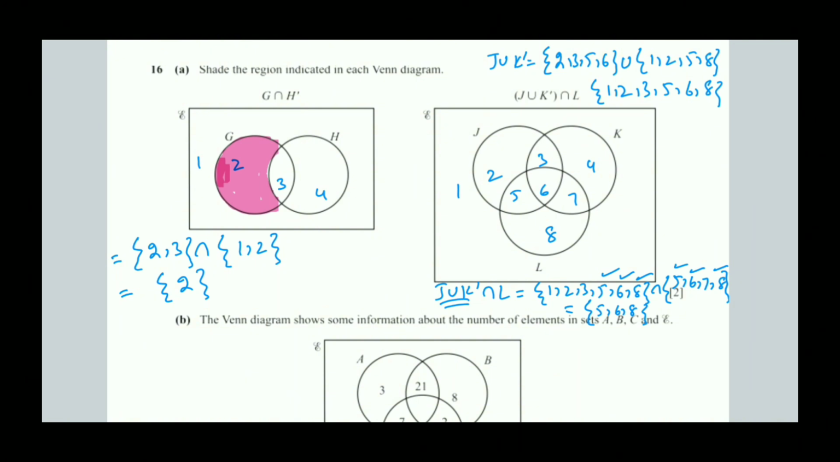So if they are asking to shade that region, you have to shade these parts. If they are asking to write the number of this part, then you will add 5, 6 and 8 and write the number. But here the question is to shade these parts, 5, 6 and 8. So you will shade 5, 6 and 8 like that. These parts will be shaded.